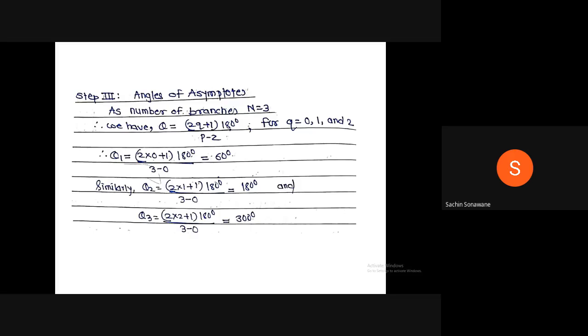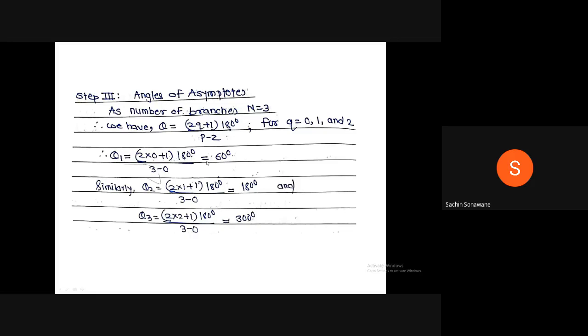Number of branches n is equal to 3. Therefore we have theta is equal to (2q plus 1) into 180 degree divided by p minus z, for q is equal to 0, 1 and 2. Since number of branches n is equal to 3, we have to take only the first three values of q, that is 0, 1 and 2. Substitute all the values here and we will get theta 1, theta 2 and theta 3.